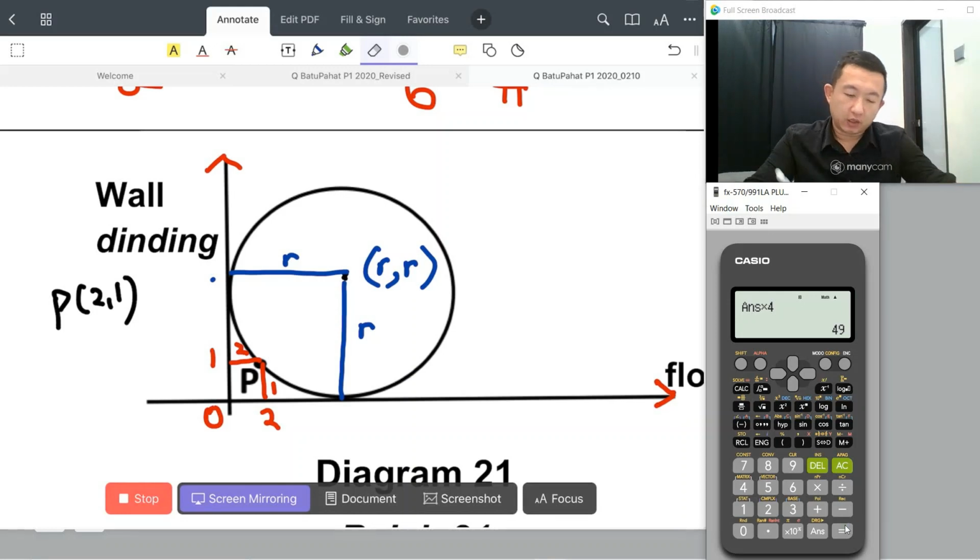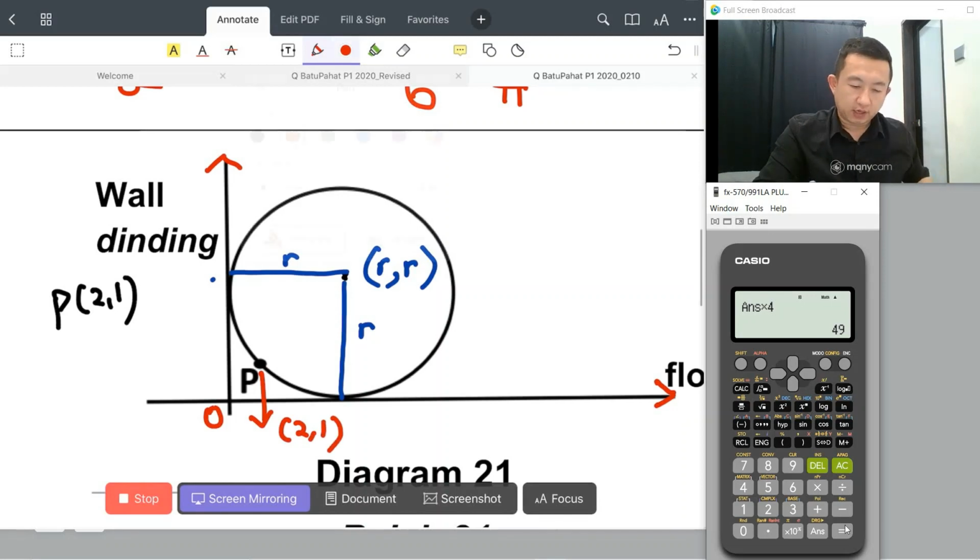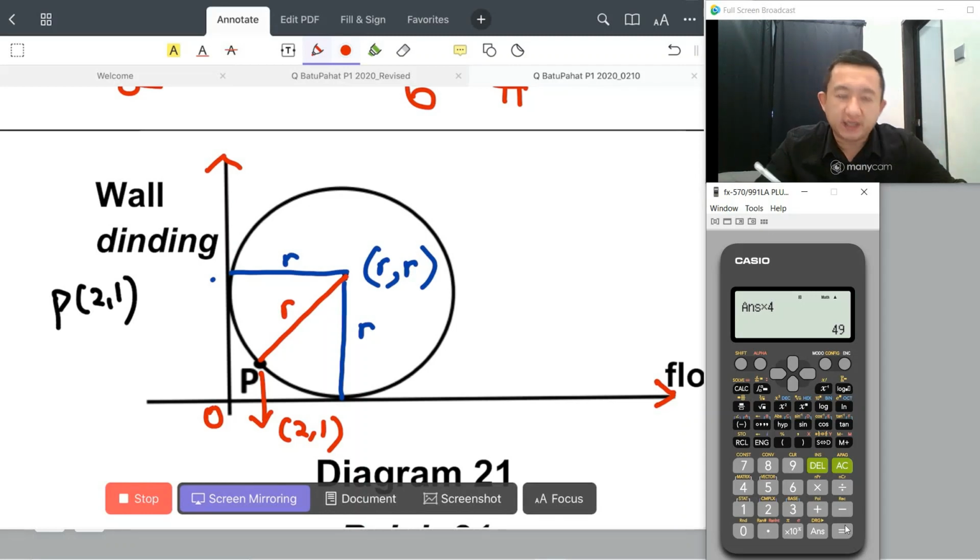Okay. Now I look at these two parts. Just now, what is the coordinate for P? Coordinate for P is (2, 1). Okay. Now you answer me this one: what is the distance between P and the center point? The distance is, this is also a radius, right? So the distance is also r. So the distance between the two coordinates, the center point and point P, is r. So you can use the distance formula.